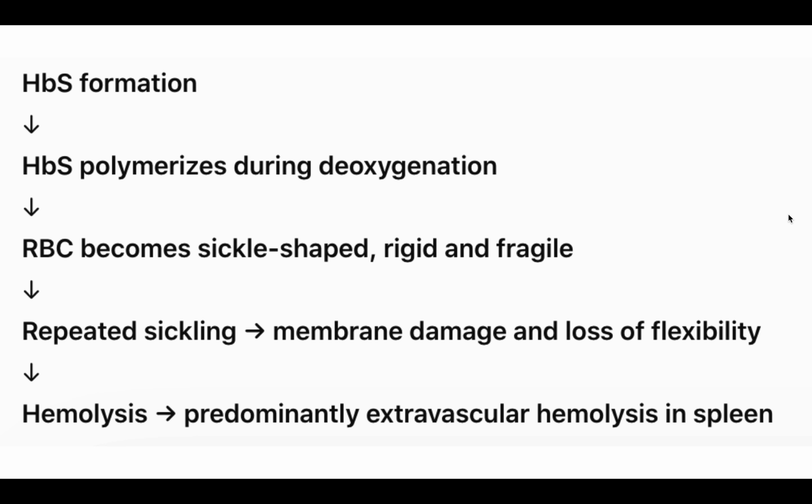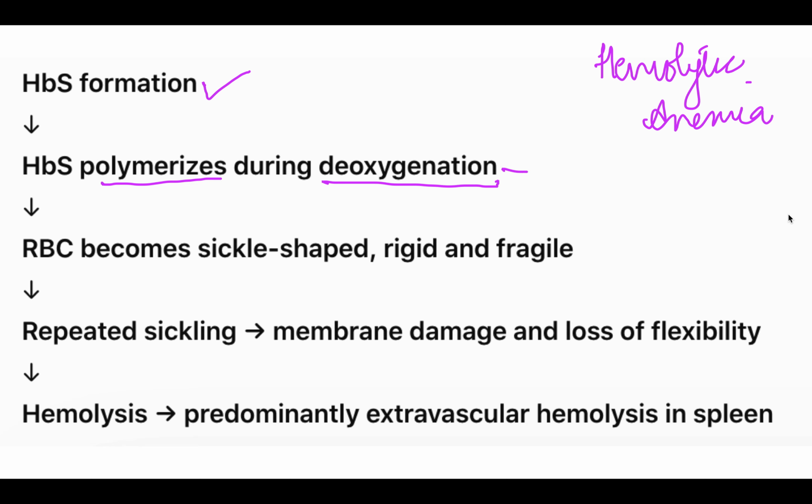Then the second consequence was hemolytic anemia. If you remember, the second consequence was hemolytic anemia. So the patient will have features of hemolysis also. Now why does hemolytic anemia take place? Now HbS polymerizes during deoxygenation. That is, it forms a rod-like structure during the deoxygenation, which leads to its sickle shape.